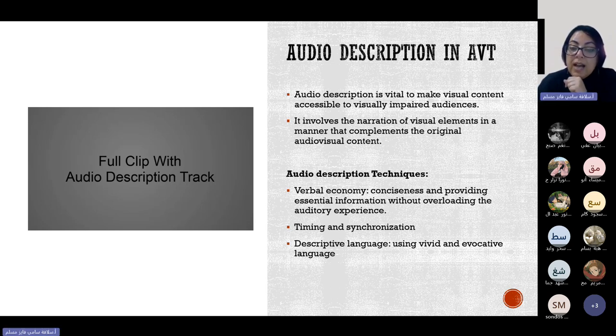And it has a descriptive language, so it uses vivid and evocative language. That means the person who is talking has to give emotion, has to show that the scene is interesting, eerie, frightening, okay? From the voice, from the tone. So let's look, for example, at the following audio description track. And these are the scenes where there is no dialogue in it. It's just a narration of what is happening.